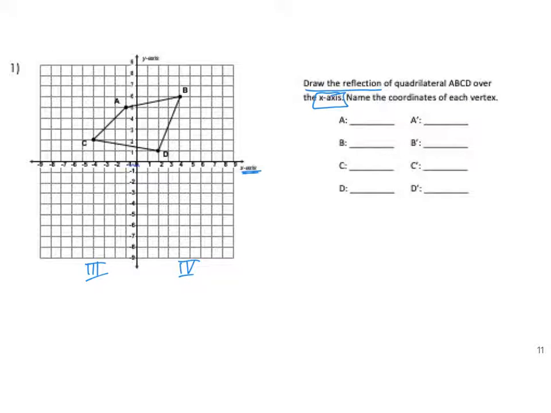I'm just going to count how far each point is. So D is 1 space away. D prime is here. B is 1, 2, 3, 4, 5, 6. 1, 2, 3, 4, 5. B prime is here. C is 2. C prime. A is 1, 2, 3, 4, 5. A prime. Connect the points in order, so A goes to B.